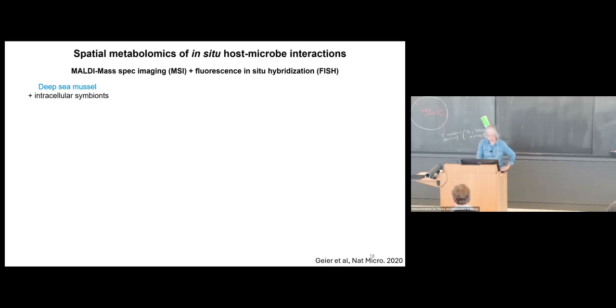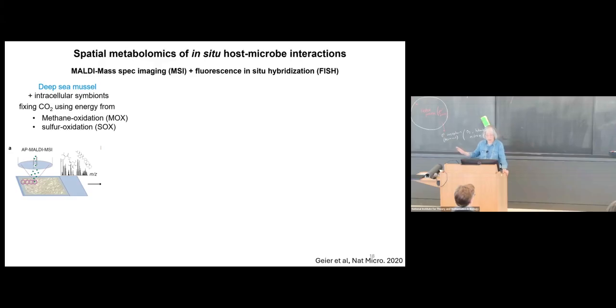So one example is MALDI, again. They call it in vivo, metabolite and species simultaneous imaging. It's a deep sea mussel, the model system, and it has intracellular symbionts. These intracellular symbionts basically fix carbon dioxide, using energy from methane oxidation, so it's MOX, or sulfur oxidation, SOX.